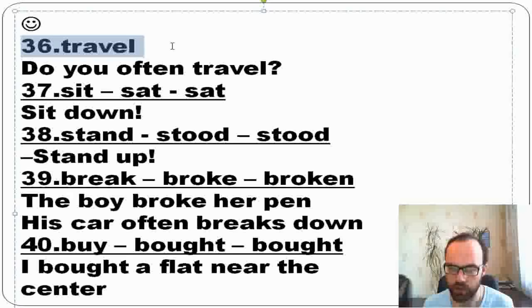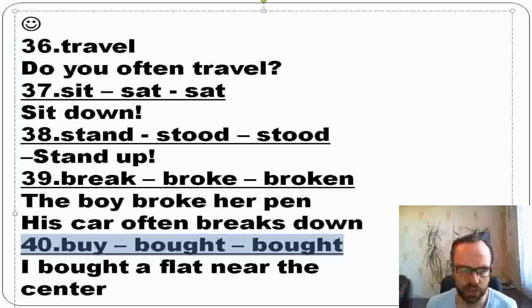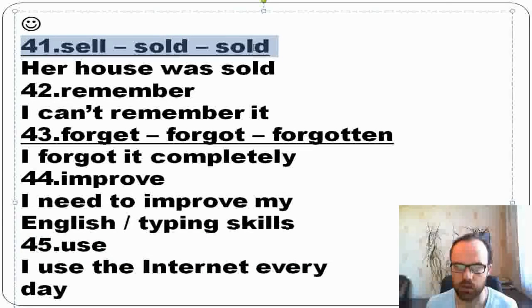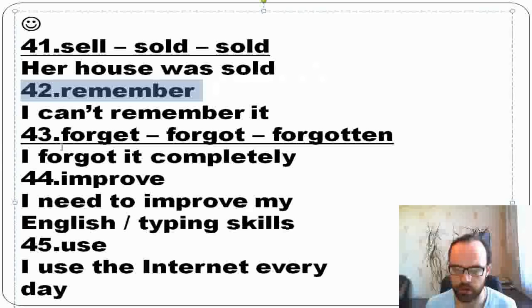Travel. Do you often travel? Sit, sat, sat. Sit down. Stand, stood, stood. Stand up. Break, broke, broken. The boy broke her pen. His car often breaks down. Buy, bought, bought. I bought a flat near the center. Okay, so sell, sold, sold. Her house was sold. Remember. I can't remember it.